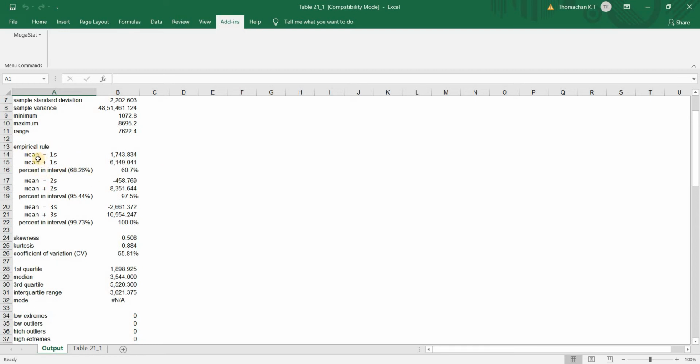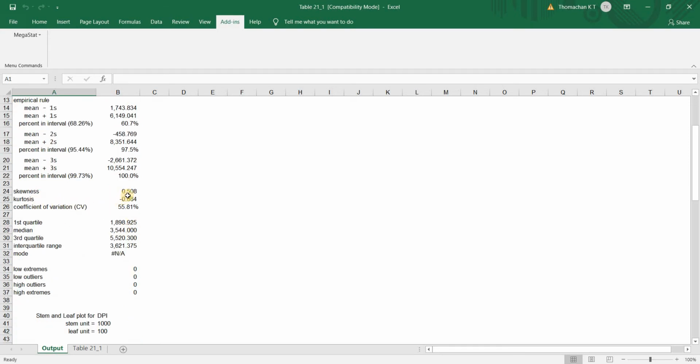Then empirical rule, mean minus 1 standard deviation, mean plus 1 standard deviation, percent in interval 68.26, mean that is 60.7%, plus or minus 2 97.5, then plus or minus 3 standard deviation 100%, skewness 0.508, then kurtosis minus, skewness is right skewed, positive value. Kurtosis is minus, relative to normal distribution.